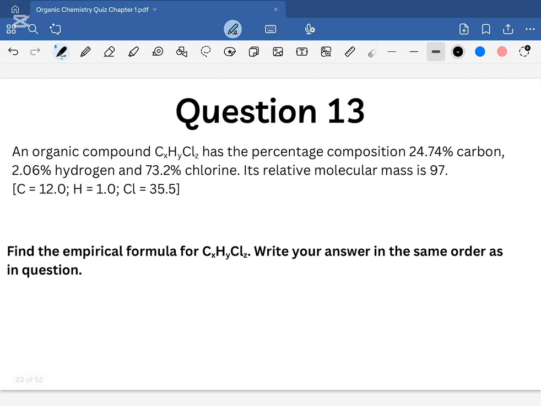Question 13. An organic compound CxHyClz has the percentage composition of 24.74% carbon, 2.06% hydrogen, and 73.2% chlorine, and its relative molecular mass is 97. Find the empirical formula for CxHyClz. Write your answer in the same order as in the question.